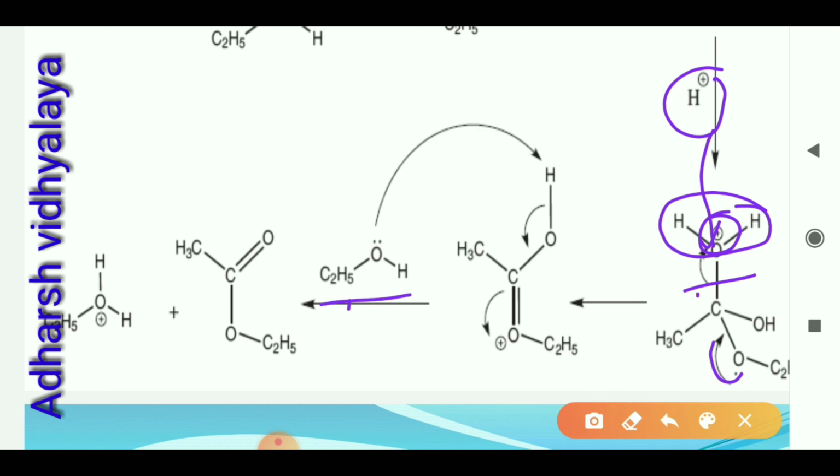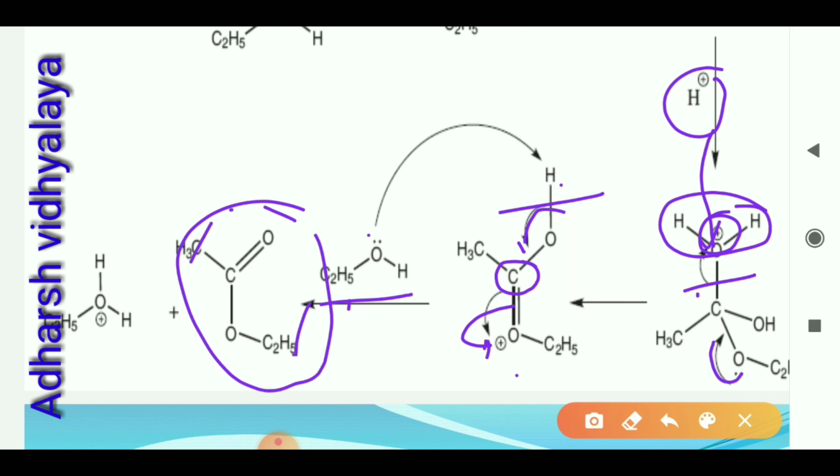The next step involves the nucleophilic attack by ethyl alcohol. The lone pair of electrons of ethyl alcohol attacks this hydrogen and removes it. So the bond between oxygen and hydrogen shifts towards this carbon, so the electron density increases around this carbon. The pi bond shifts towards here, so the positive charge will disappear. So we are getting ethyl acetate.